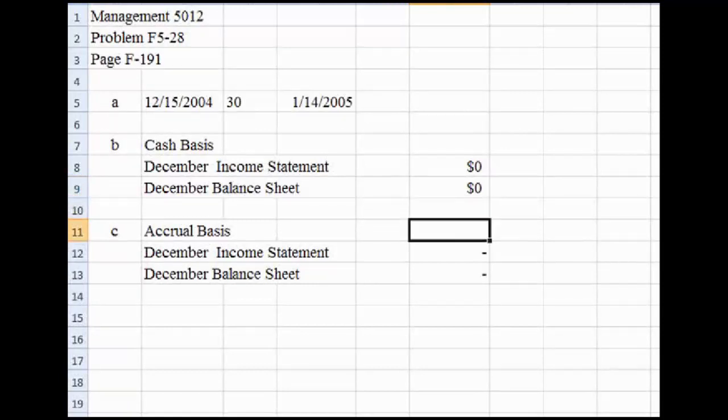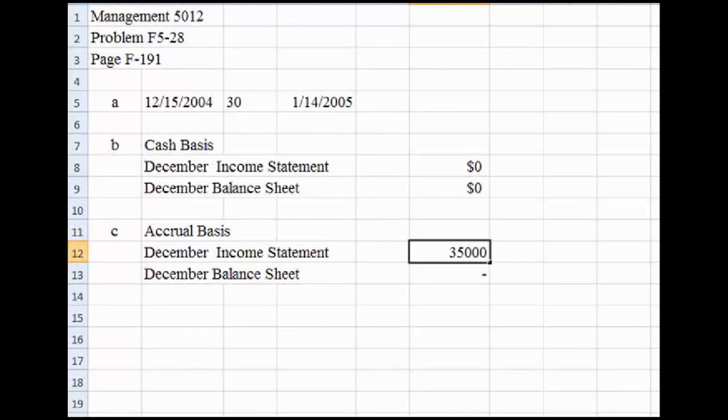Requirement C asks the same question, only using an accrual basis. To calculate what appears in the cost of goods sold on the December income statement, we look at the second sentence above, where it says that the company sold merchandise that cost $35,000 in December. So the December income statement shows the cost of goods sold as $35,000.